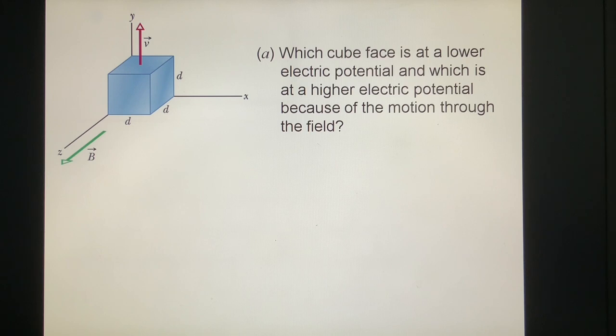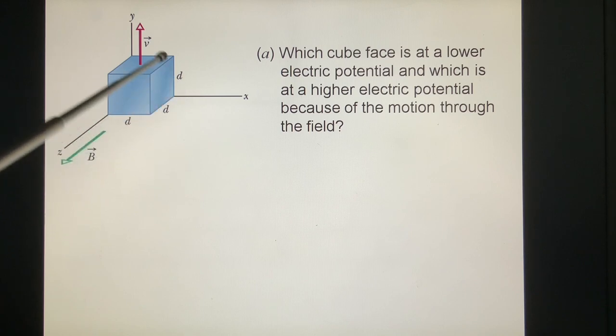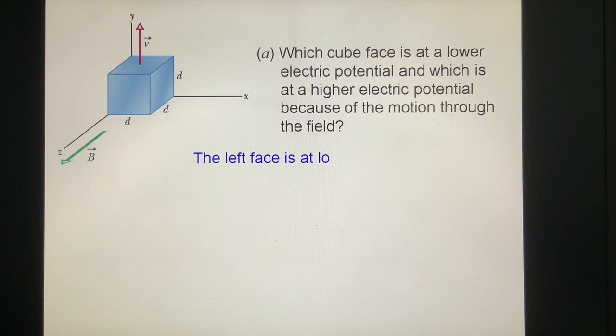Now we assume positive charge inside, not negative, because we get the same answer. Positive is easier to handle. If the positive charge Q moves up, and you have a B, we know that Q v cross B is in this direction, along positive x direction. If the charge is positive, then the positive charge will go this direction and accumulate on this face. So the face on the right has a high potential, and the face on the left a lower potential. The left face is at the lower potential, and the right at higher.